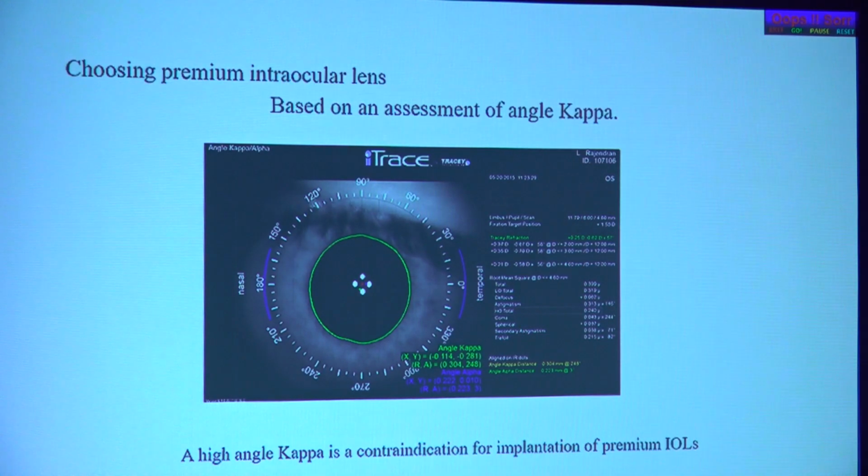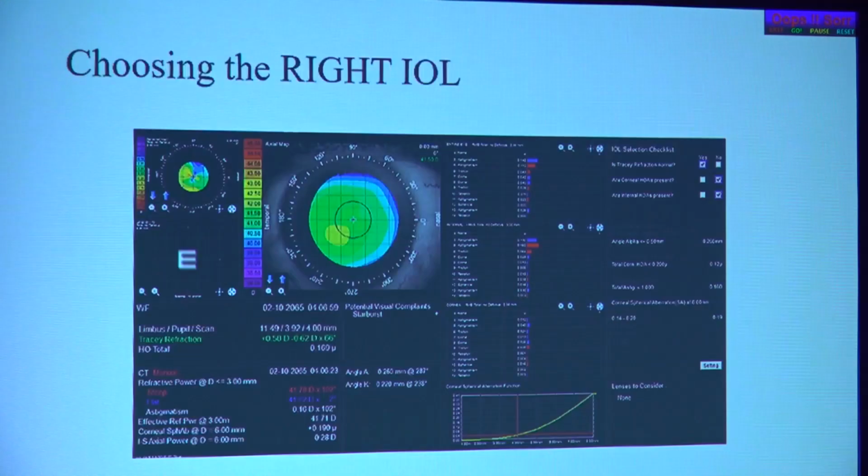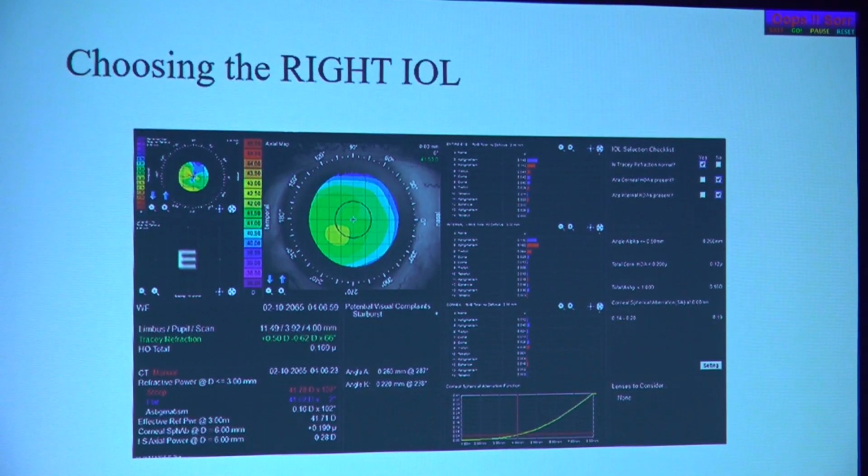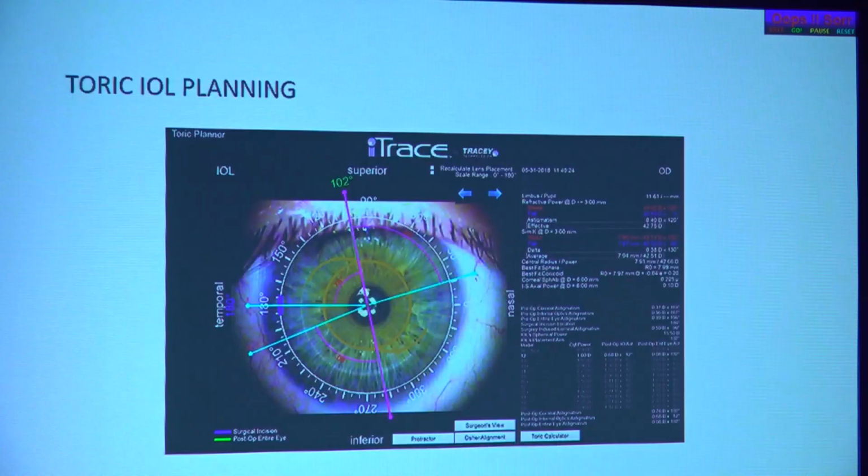We know that high angle kappa is a contraindication for implantation of premium IOLs. Choosing the right IOL: the iTrace, like most aberrometers, gives the value of the spherical equivalent of the patient, the corneal asphericity, and the angle kappa. So with this, you can actually tailor-make your IOLs and customize them for every patient.